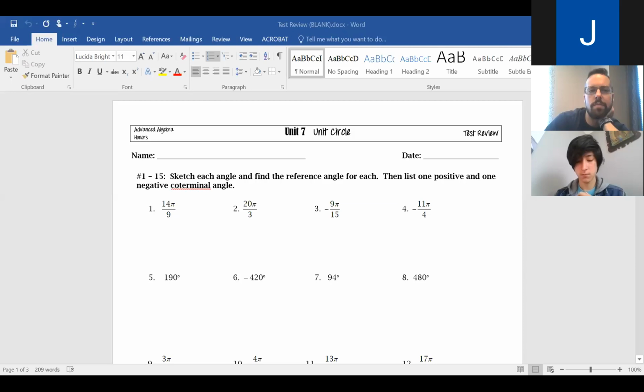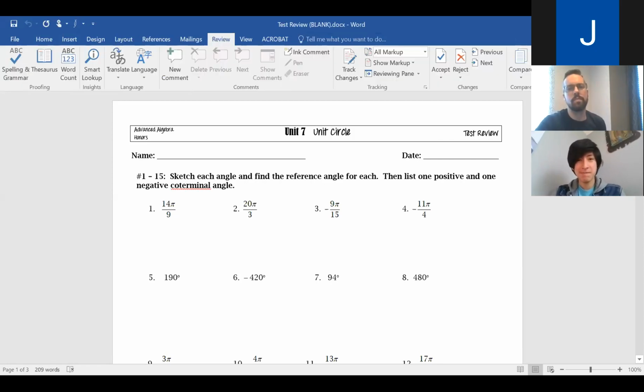So I thought we would start with the test review itself. Let me pull that up. You should be able to see my screen with what the review looks like. We go through what your test will look like tomorrow.